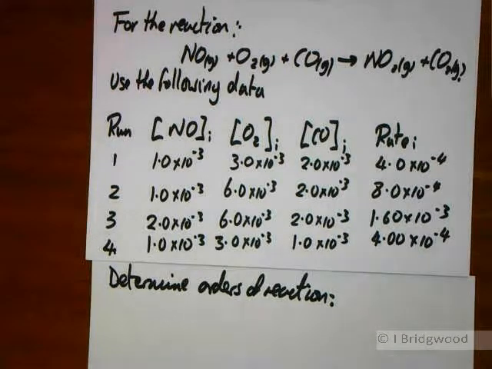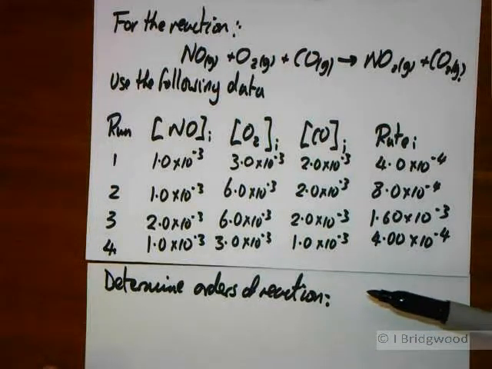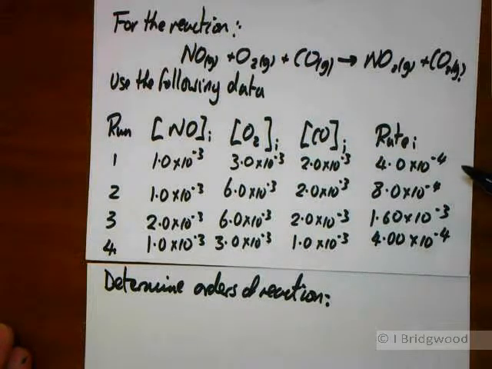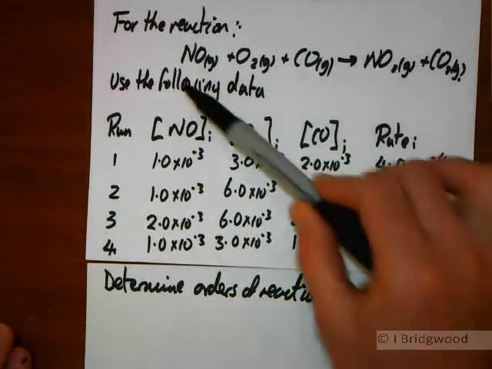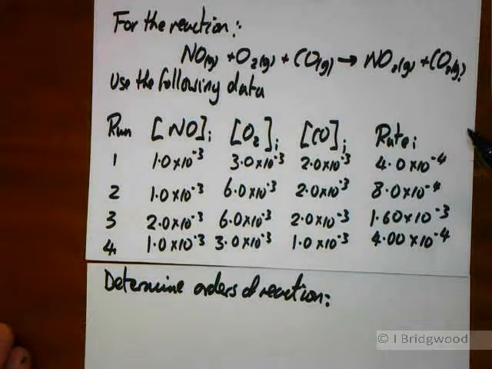Okay, so we have this reaction, nitrogen monoxide and oxygen and carbon monoxide reacting to form nitrogen dioxide and carbon dioxide, and we're asked to determine the orders of reaction with respect to nitrogen monoxide, oxygen and carbon monoxide. Now the stoichiometry of our equation, you'll notice, is a 1:1:1 ratio there, but that doesn't tell us the orders of reaction. For that we need to look at the experimental data, and that's what we have here.